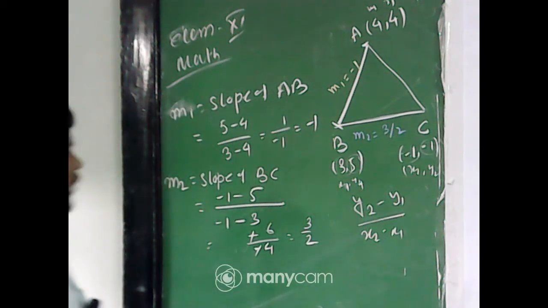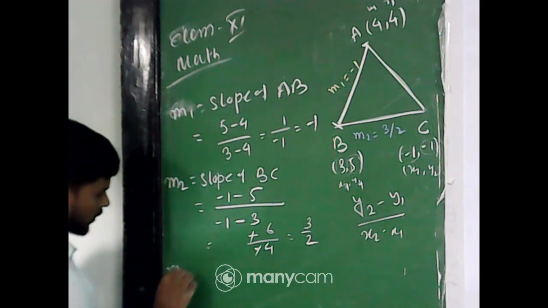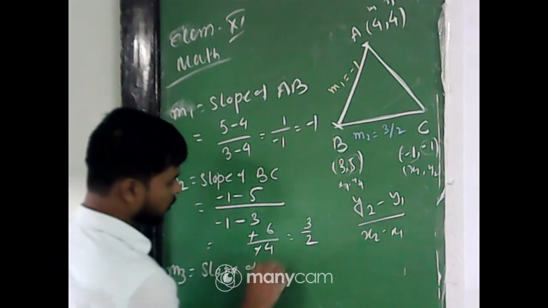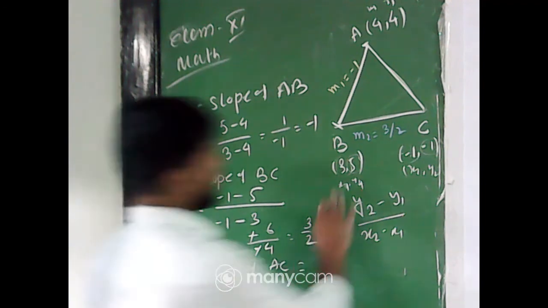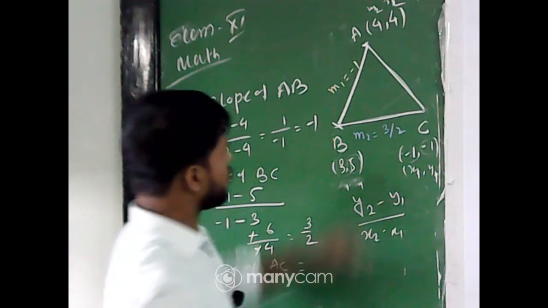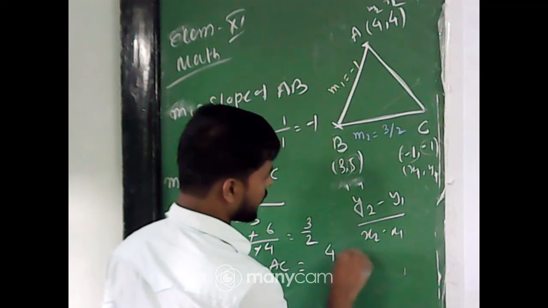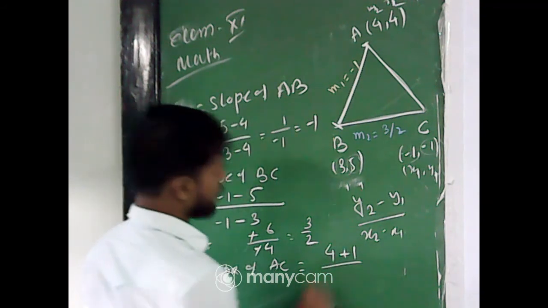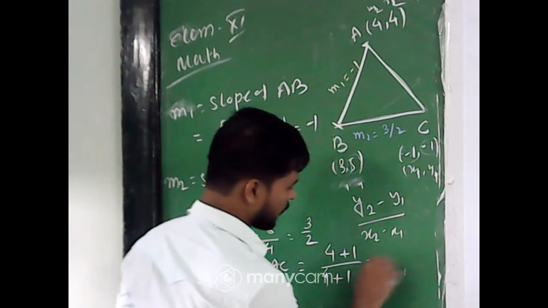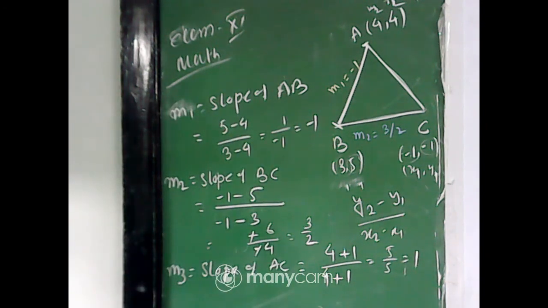In a similar way, we'll calculate the slope of the line AC. If I consider the slope of AC as m3, then, considering this as (x1, y1) and this as (x2, y2), y2 minus y1 means 4 minus of minus 1, divided by x2 minus x1, 4 minus of minus 1. So that is 5 by 5, which is equal to 1.